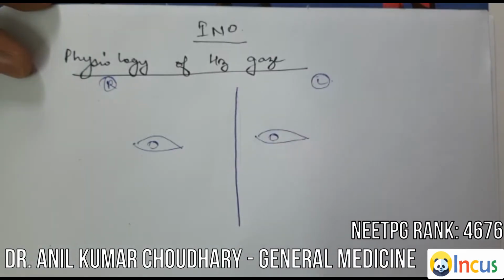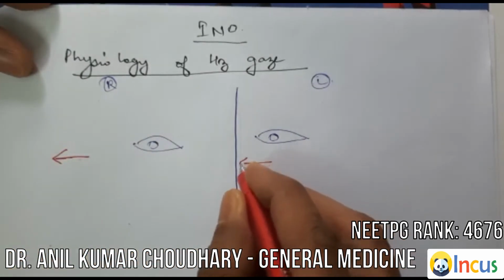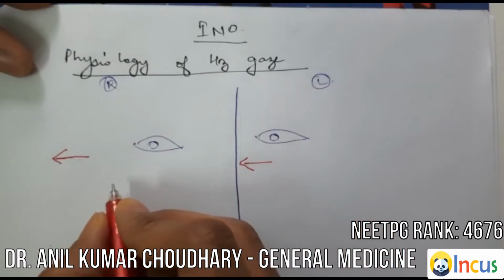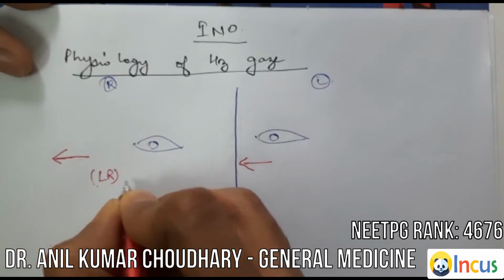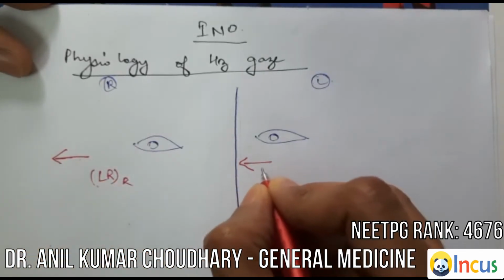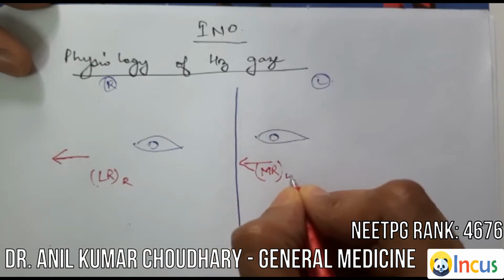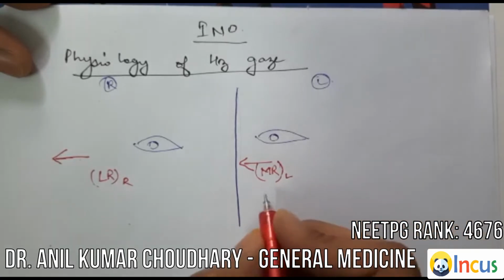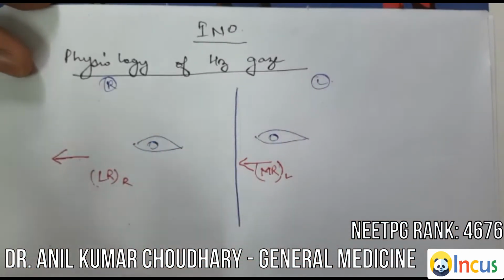Now suppose a patient is asked to look towards his right side. That means we have to look towards our right side. So what are the muscles that will be active here? Right-sided lateral rectus and left-sided medial rectus. Only if both of these muscles are contracting simultaneously can a person look towards his right side.